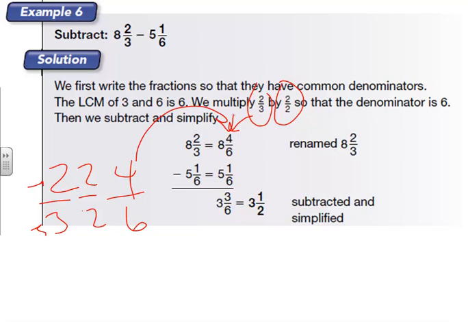So now you have 8 4/6 minus 5 1/6. You just subtract: 4 minus 1 is 3, then you have your 6. 8 minus 5 is 3. So our answer is 3 3/6. But we can simplify 3/6. 3 goes into 3 one time, and 3 goes into 6 two times. So when we reduce it and simplify, it's 3 1/2.